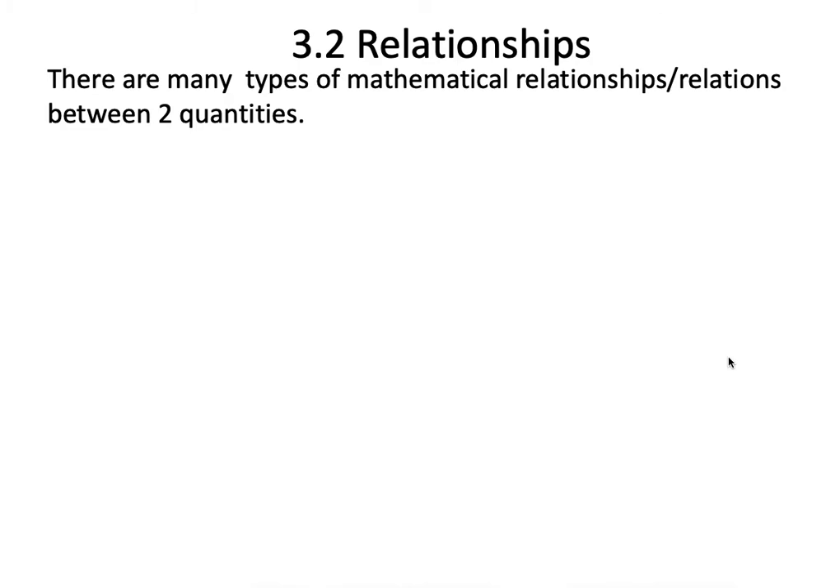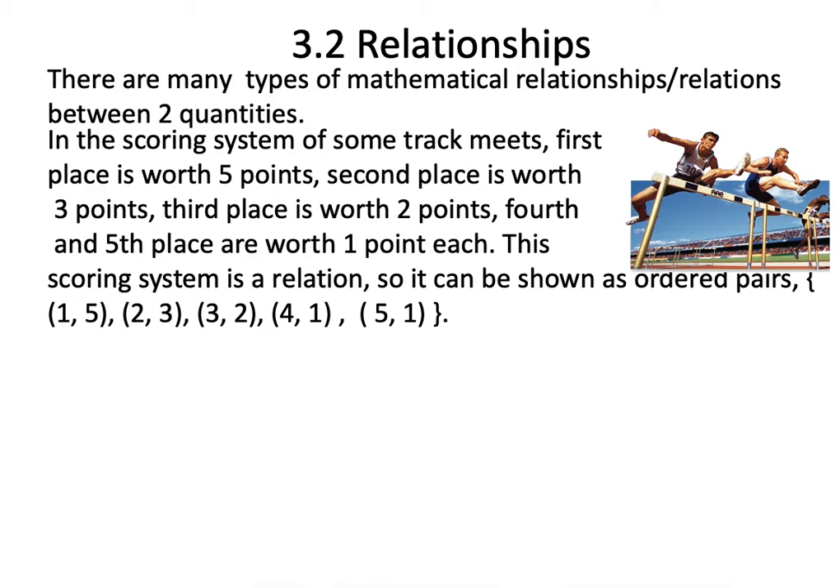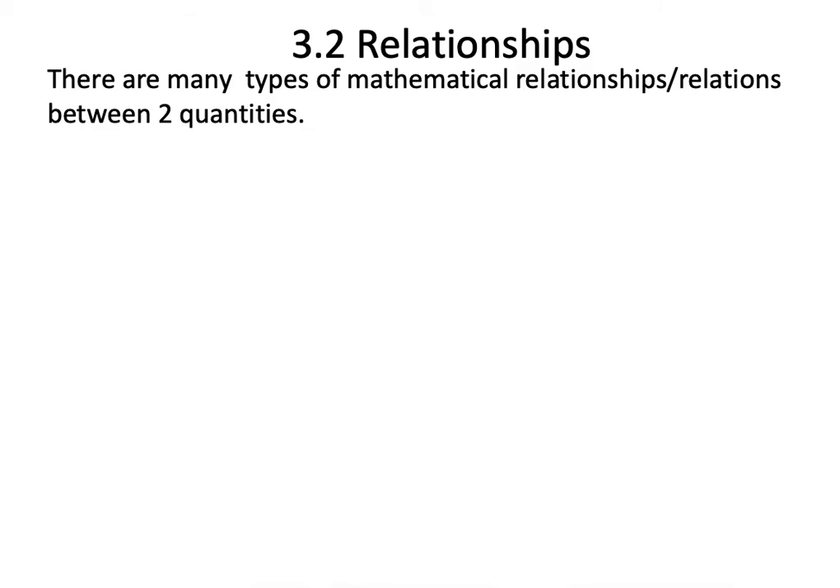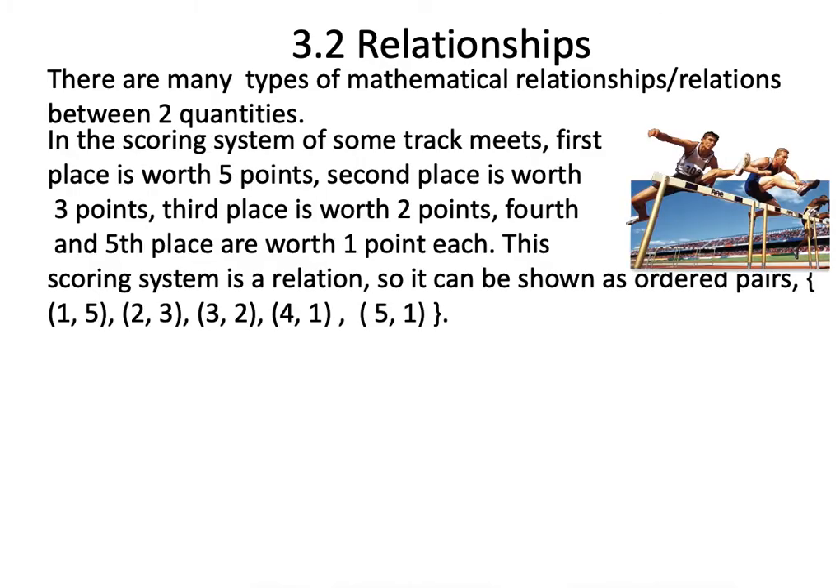Yes, there we go. Okay, so inside your notebooks, you already have the title 3.1 through 3.2. There are many types of mathematical relationships between two quantities. So another example of this would be a scoring system. Is anybody on a track team? Well, I would have someone read.